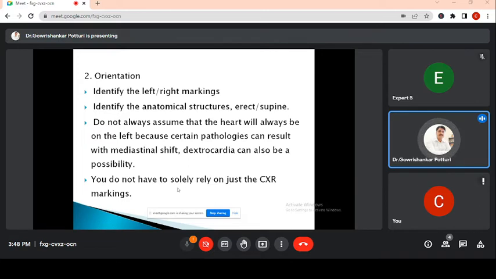Next is orientation. Identify the left and right markings. There will definitely be R and/or L written on the top of the X-ray to identify which side is right and which side is left.